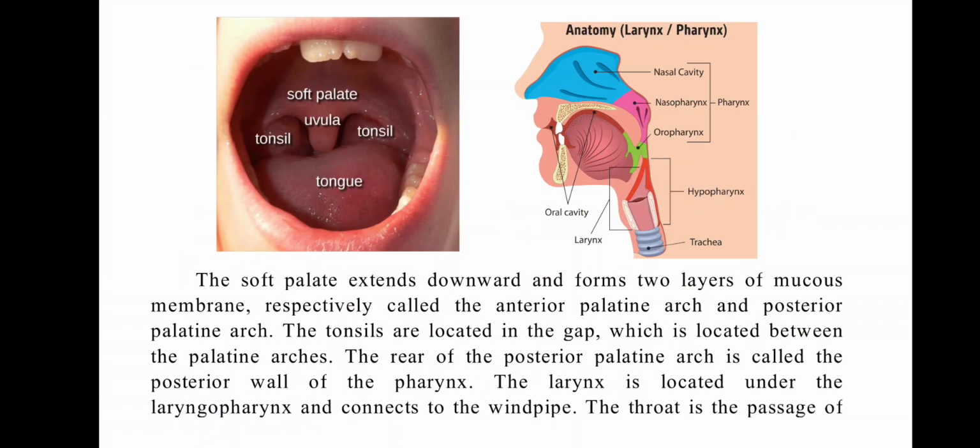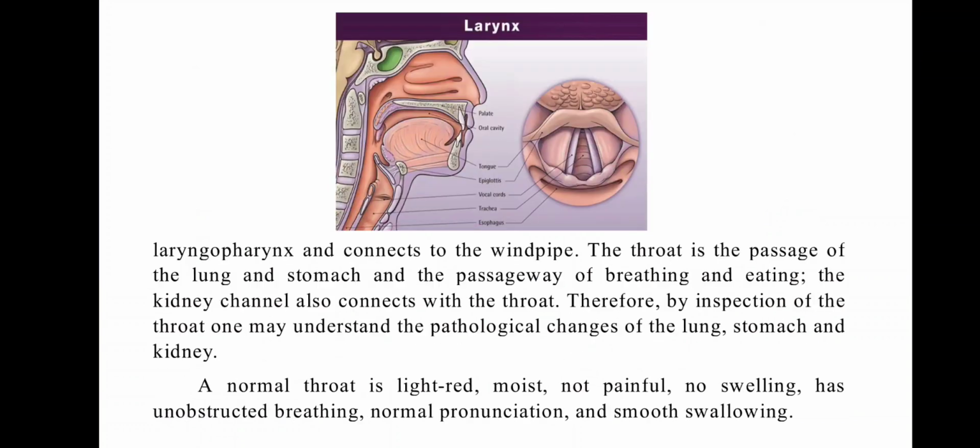The larynx is located under the laryngopharynx and connects to the windpipe. The throat is the passage of the lung and stomach and the passageway of breathing and eating. The kidney channel also connects with the throat. Therefore, by inspection of the throat, one may understand the pathological changes of the lung, stomach, and kidney.